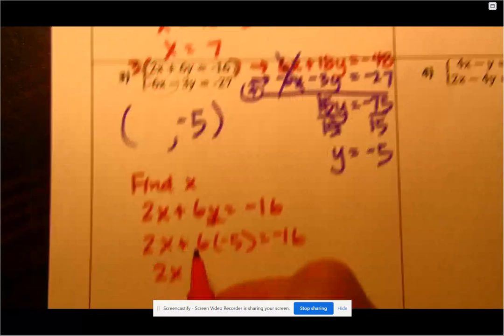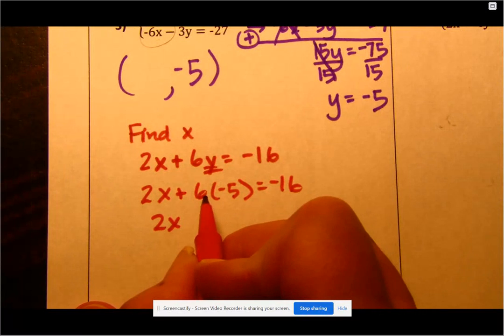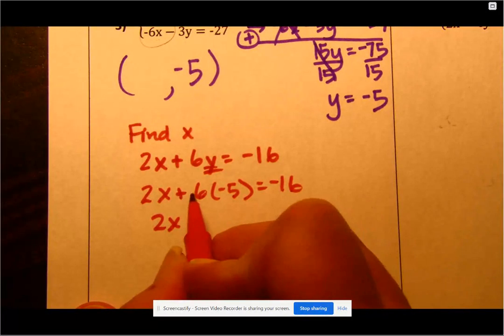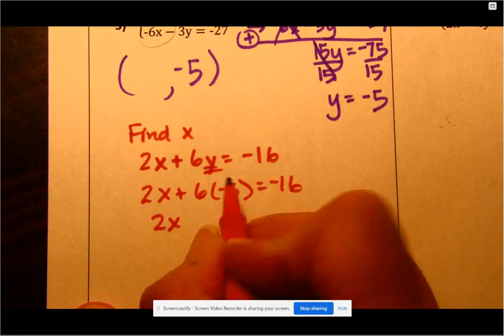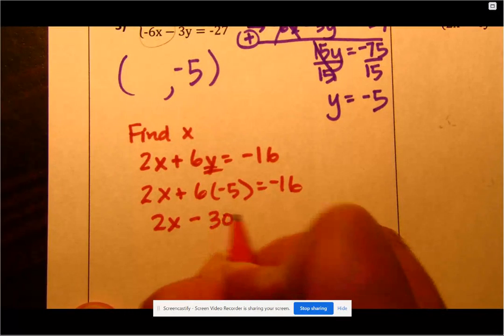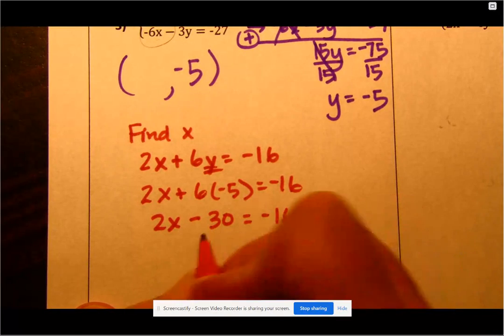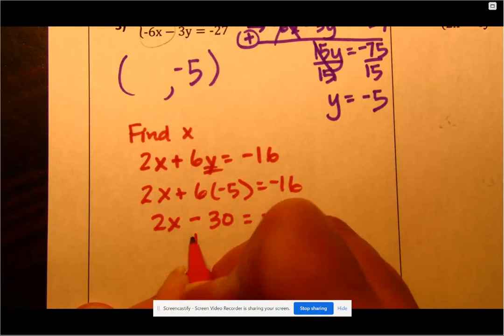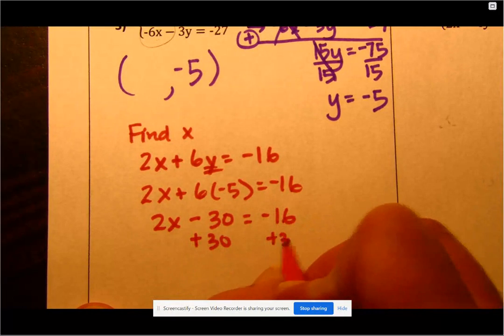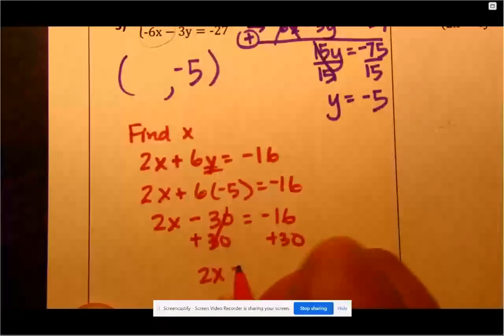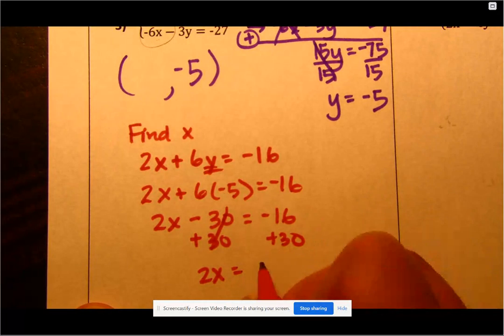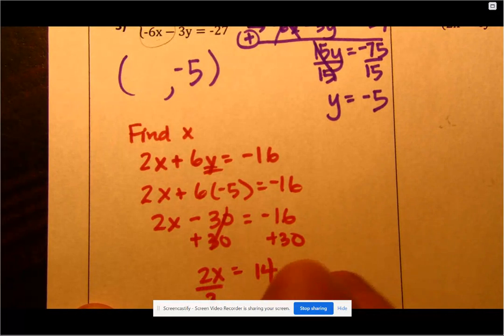Now, when you multiply, 6 times negative 5, that makes a negative 30. So instead of writing plus negative 30, I'll just write negative 30. It'll be easier to do the algebra with less symbols everywhere. Divide by 2.